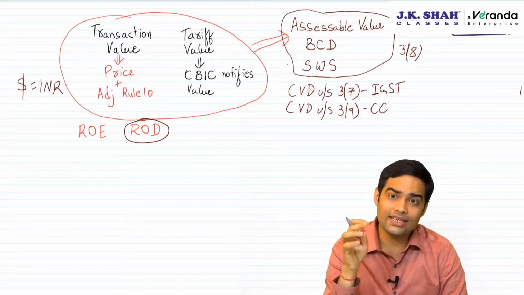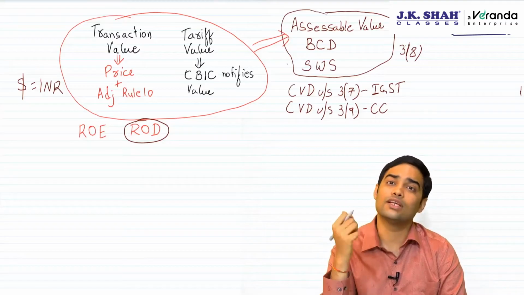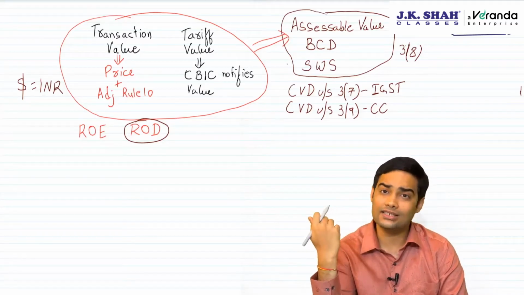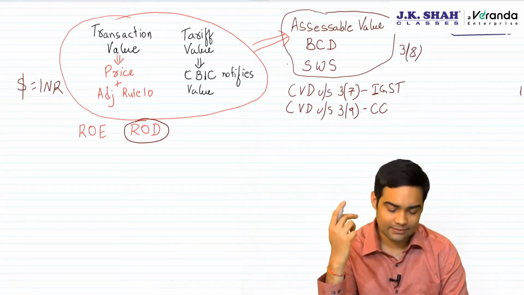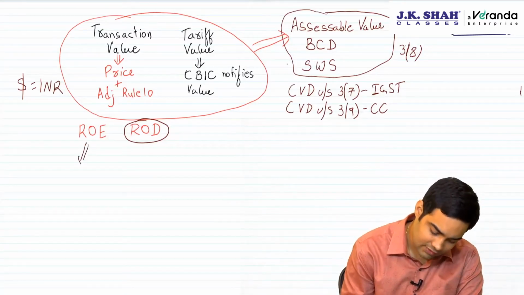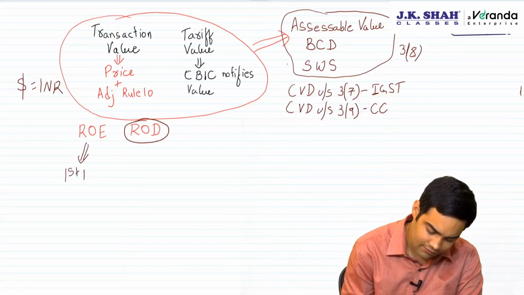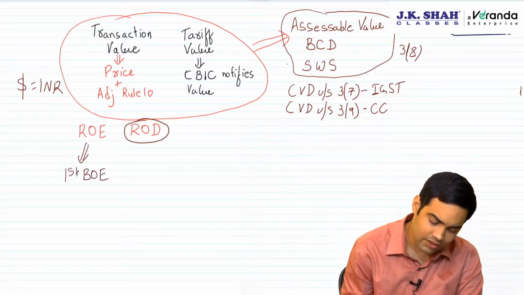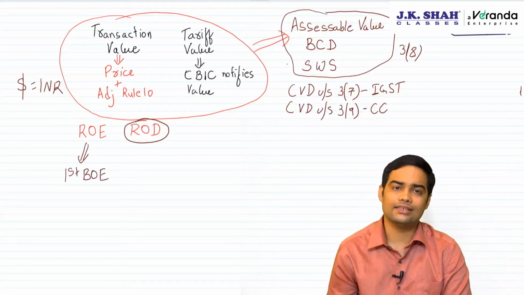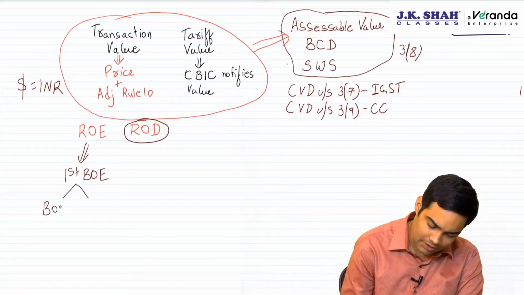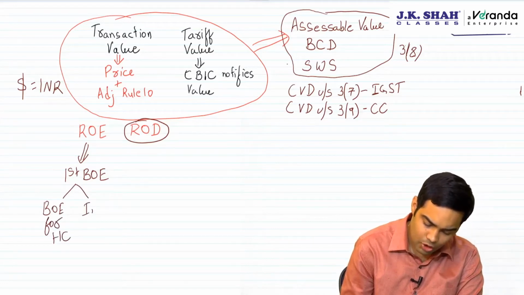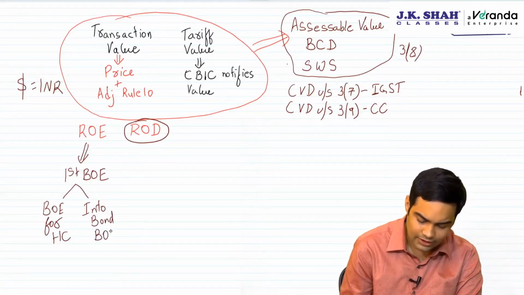Rate of duty is which day's rate of duty will be used, because custom duty rates might change. Which rate will be considered? Let's try to understand. Rate of exchange will be as on the date of filing first bill of entry. So whenever you file your first bill of entry, that day's rate of exchange will be considered. This first bill of entry can be either bill of entry for home consumption or it can be into bond bill of entry. So whatever you are filing, based on that, you have to determine the rate of exchange.